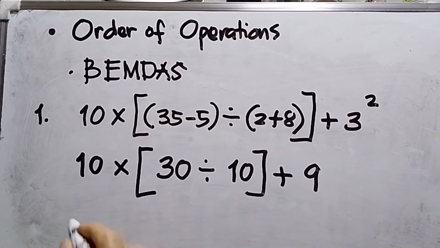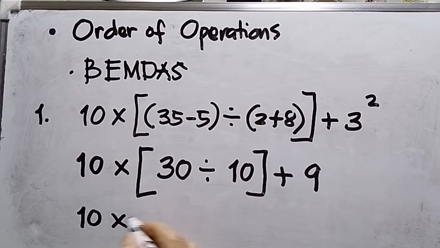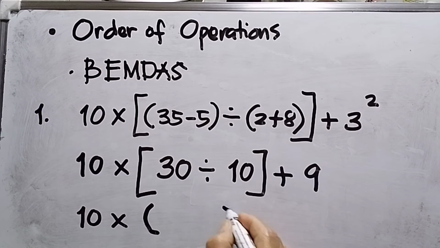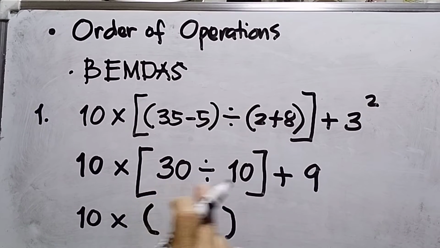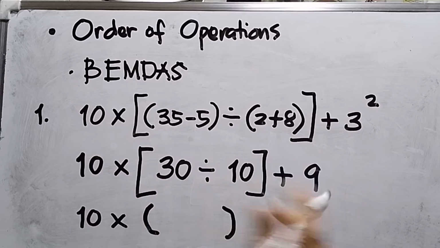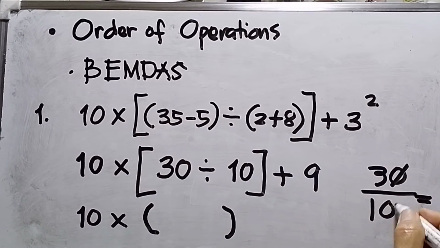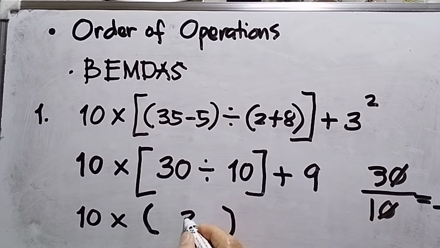Next, this will be 10 times. Okay, reduce this one by using sign of grouping, which is square brackets. 30 divided by 10. So 30 divided by 10, cross out the zeros. So this will be 3 divided by 1 is 3. So I have here 3.